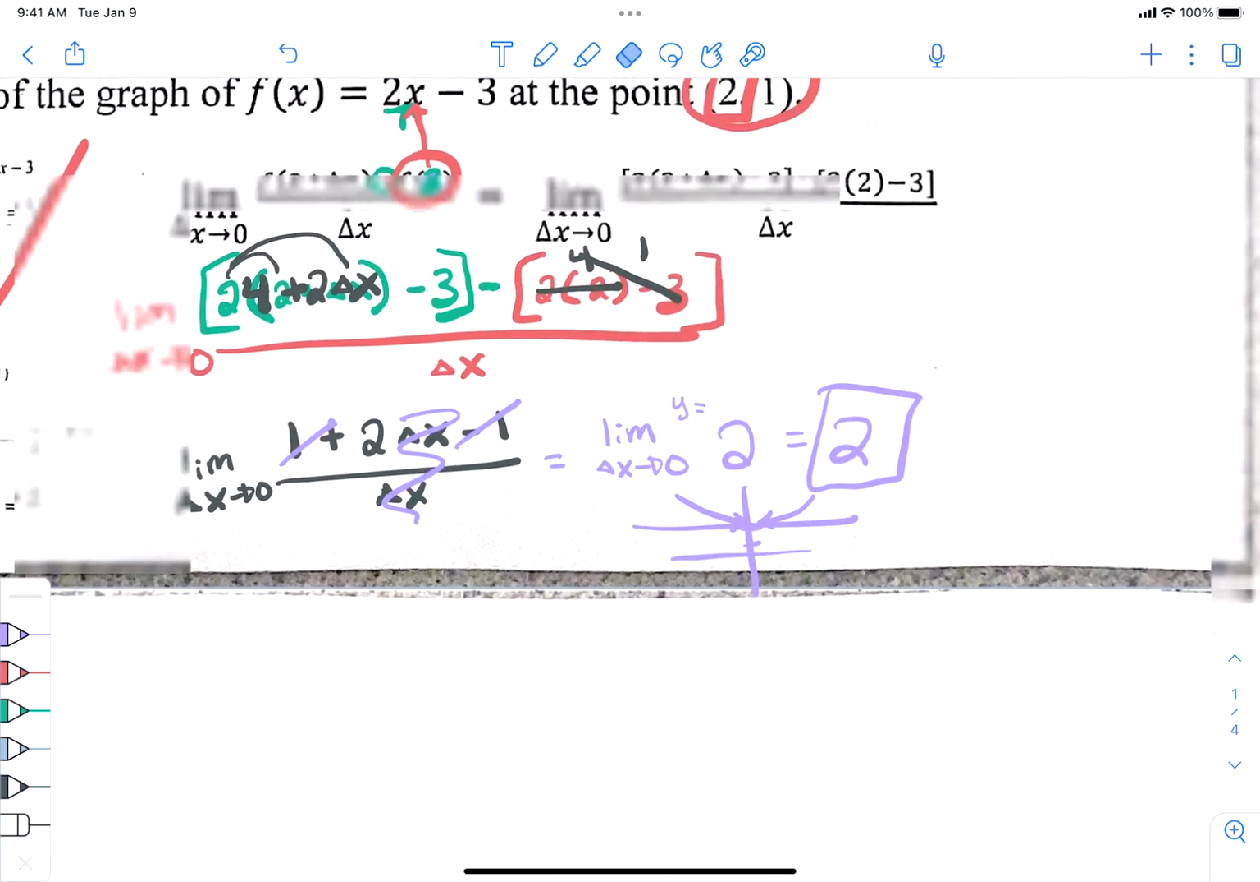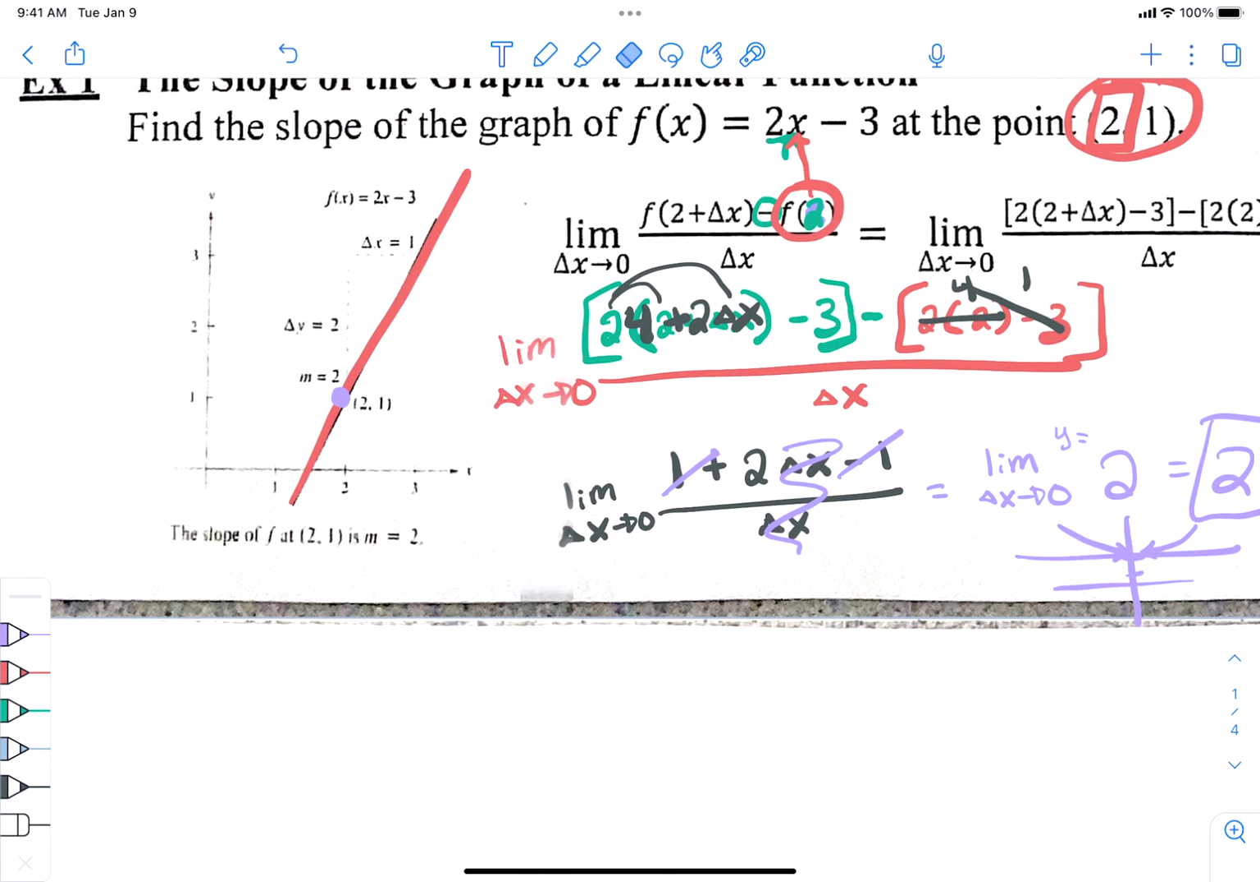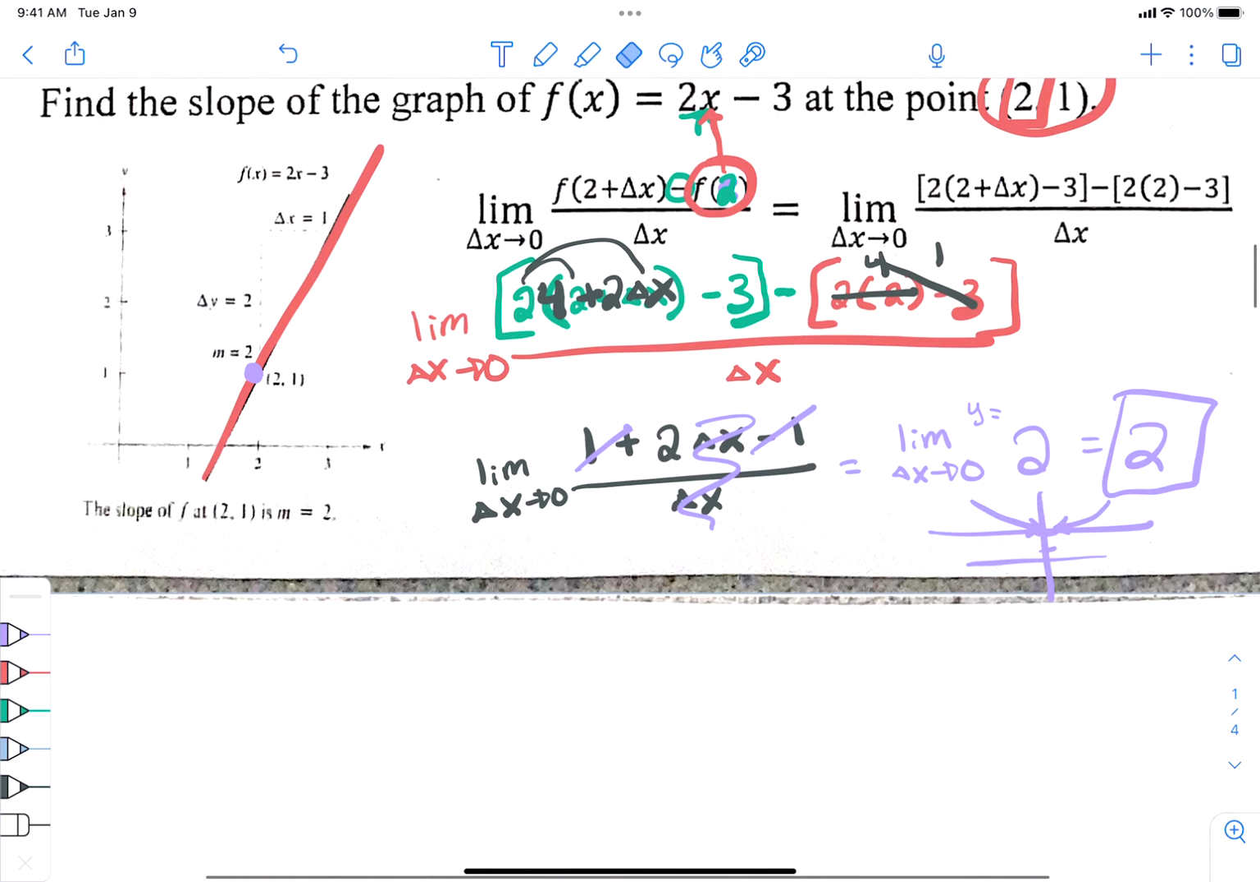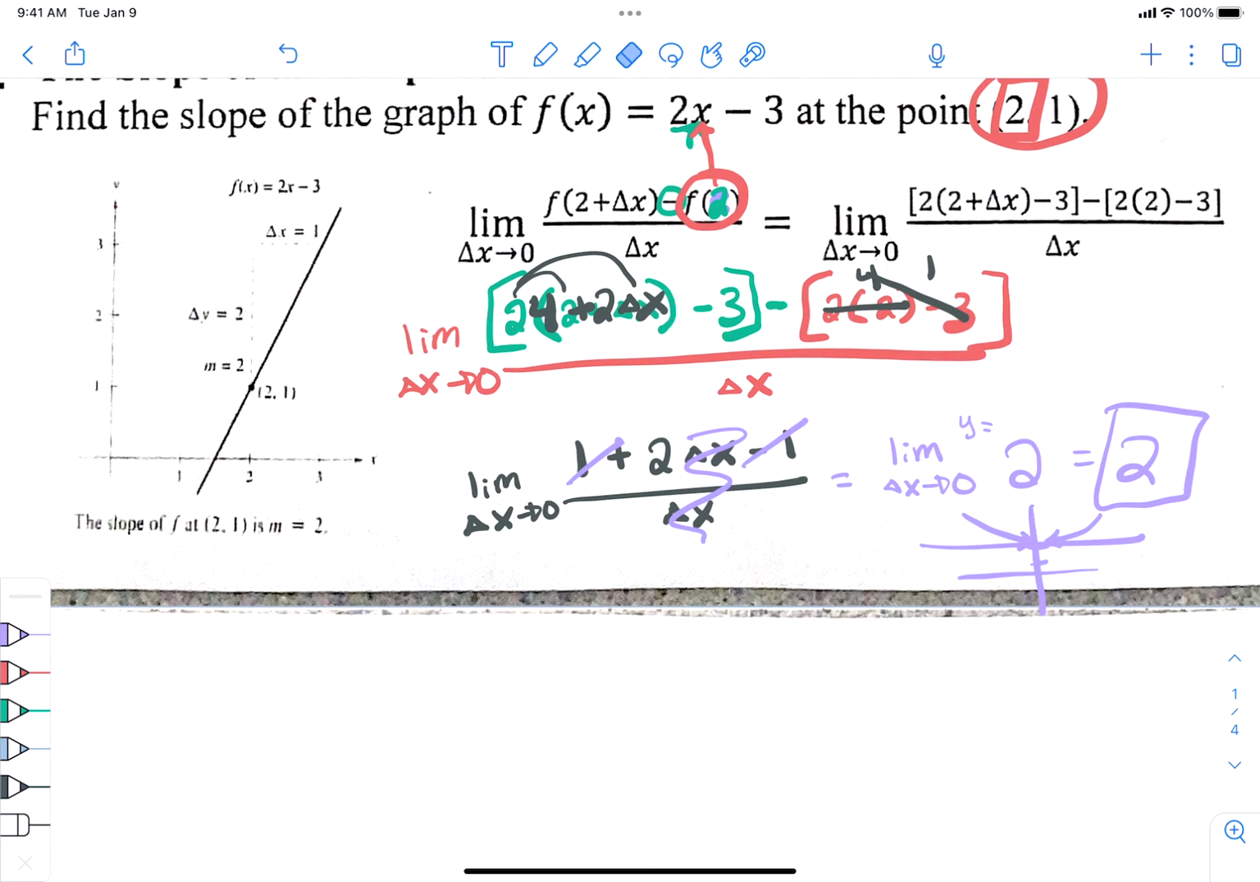What did we say the limit was over here? 2. Or what did we say the slope was? The slope was 2, right? The slope at this point is the same as the slope everywhere, because the slope of the line is 2, it comes out to be 2. Confusion? You can shake your head yes, it's fine.